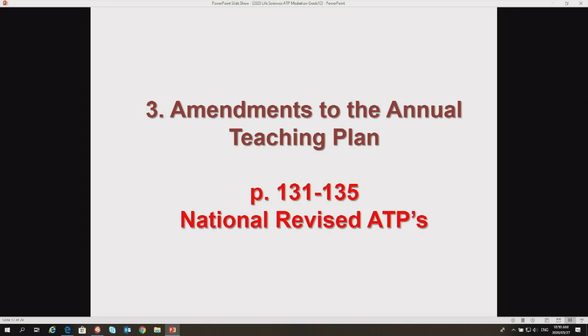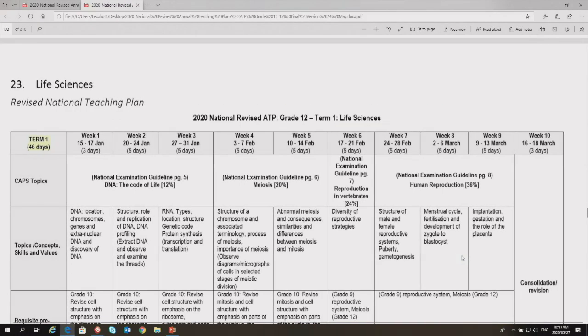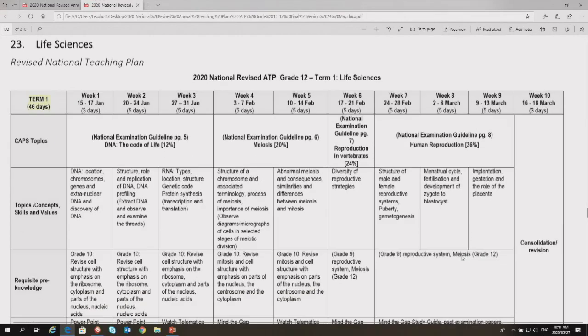Now I'm going to switch and show you the actual document that is going to guide you for the rest of 2020, and that is the National Revised ATP, or Annual Teaching Plan for grade 12. For that, I go to this Word document where you can clearly see that it is broken up into terms. Let me just explain this document. It is broken up into terms.